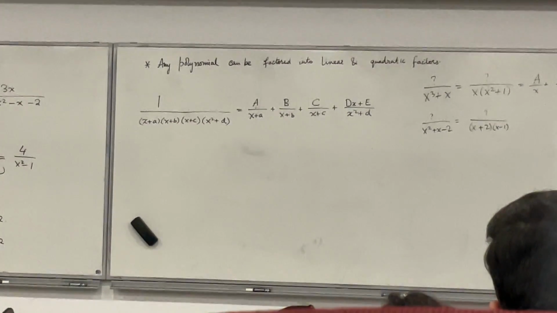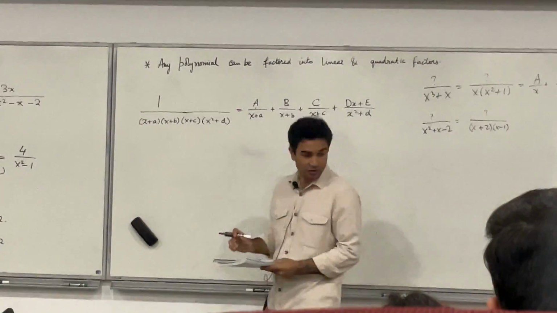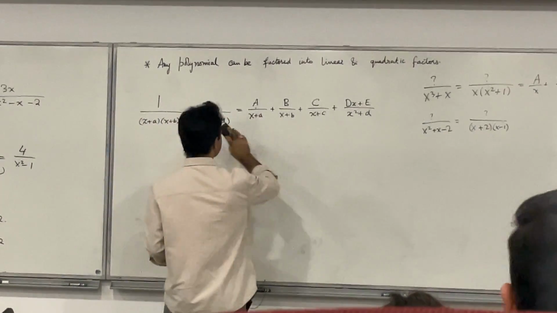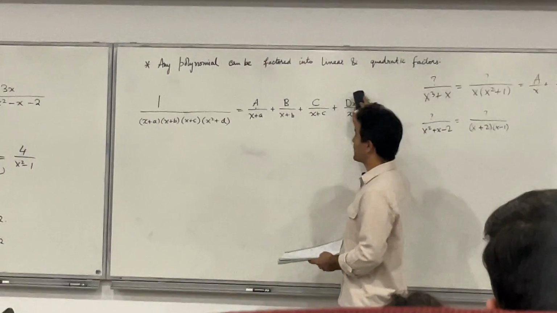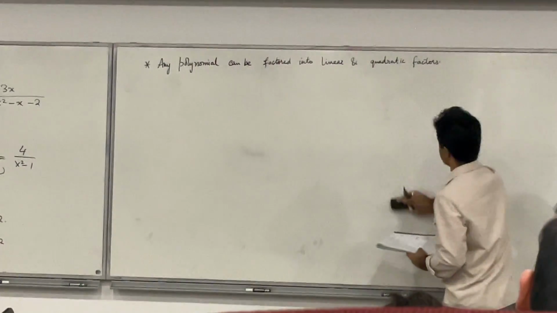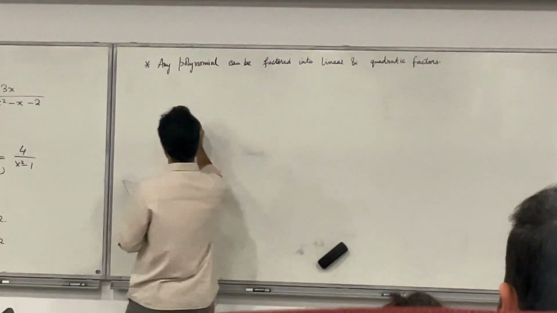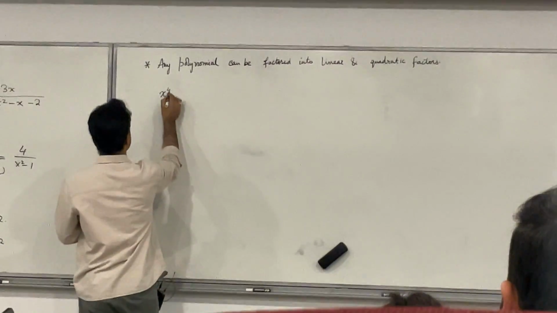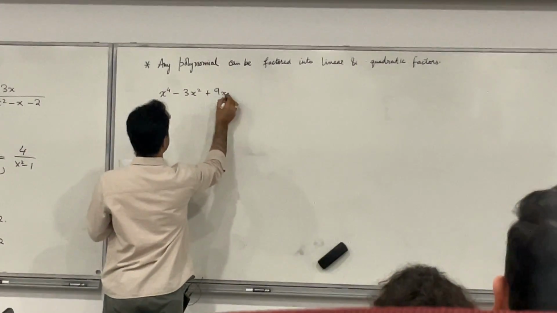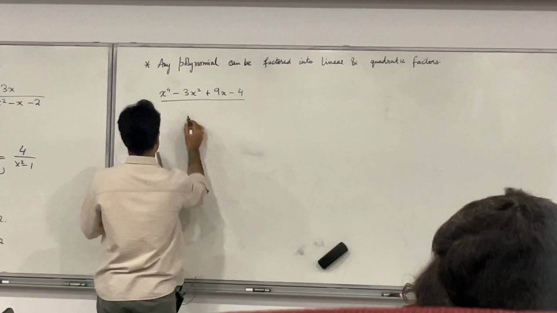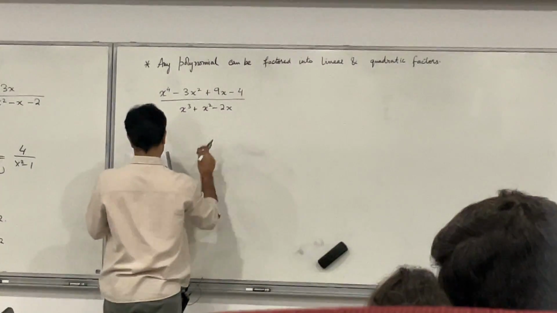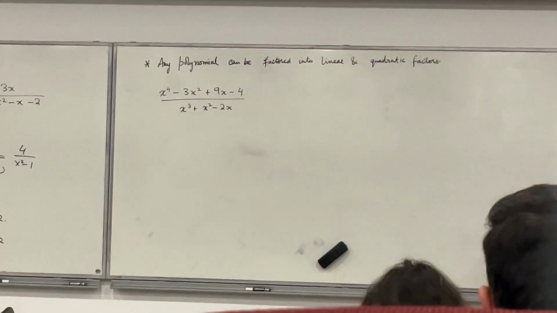Okay, let me copy this exactly. Right, you get the idea here. What can happen? Say I have an expression like x to the 4 minus 3x squared plus 9x minus 4 divided by x cubed plus x squared minus 2x. Right? Suppose I'm tasked with integrating this.